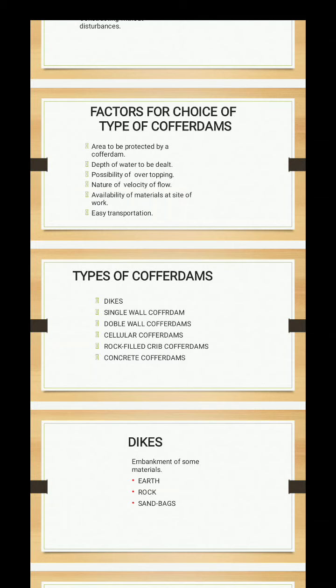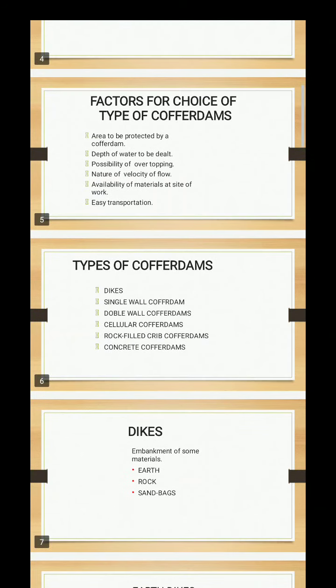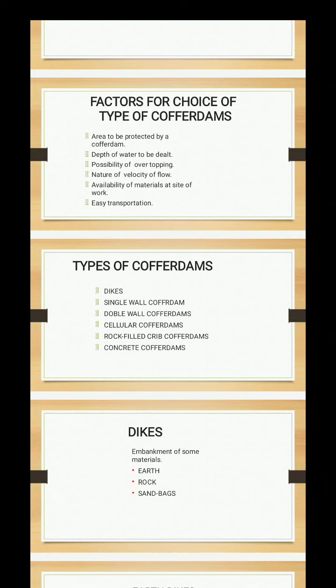Now next, dike. What is a dike? A dike is an embankment of some material. The materials commonly employed for the construction of a dike are earth, sandbags and rocks. Dikes are generally employed for a short duration, particularly to enable the construction of a more durable cofferdam behind them.